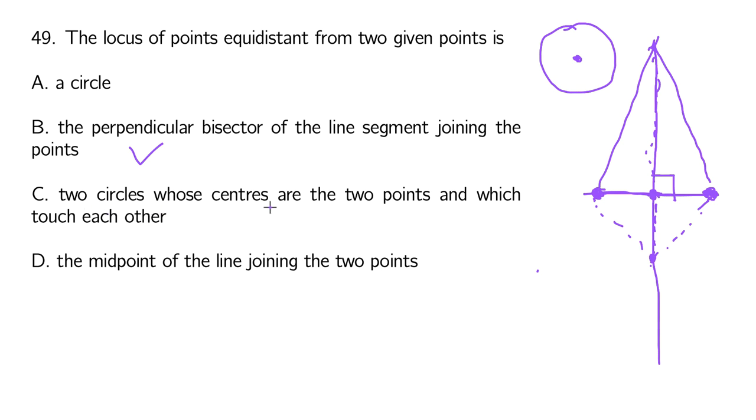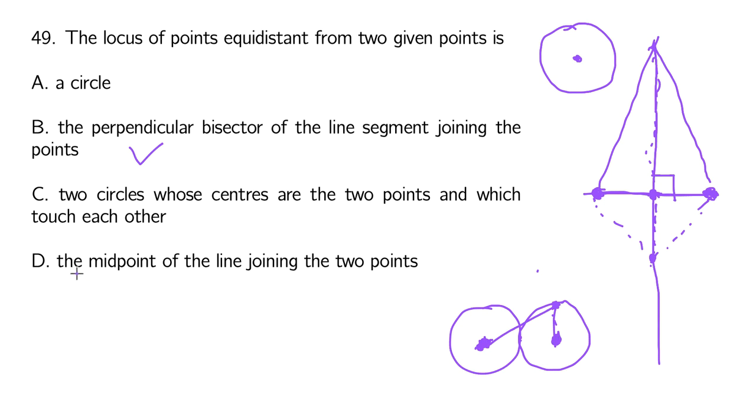Here it says 2 circles whose centers are 2 points and are the 2 points in which touch each other. That is also not right, because if you have one circle, so there, and then you have another like that, then if you're looking for the locus of points that's equidistant from these 2 points, you can pick a point like this, and indeed it is equidistant from both points. But if you pick a point like this, you see that its distance to this is this distance, but its distance to this is that. So the distances are not the same.